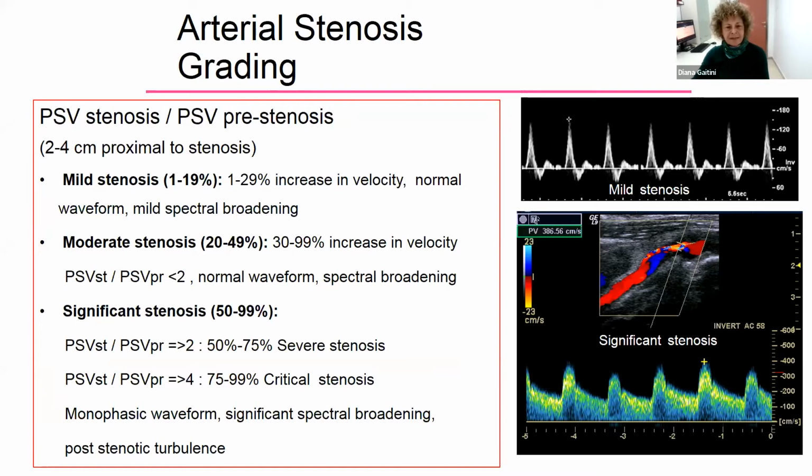With a significant stenosis between 50 to 99%, the ratio between the stenosis and the proximal artery will be equal or more than 2. This will be a 50 to 75% stenosis. When it is equal or more than 4, the stenosis is much more important, between 75 to 99%. The other thing that we look for is the wave shape. We will have a monophasic waveform with a very important spectral broadening and post-stenotic turbulence.